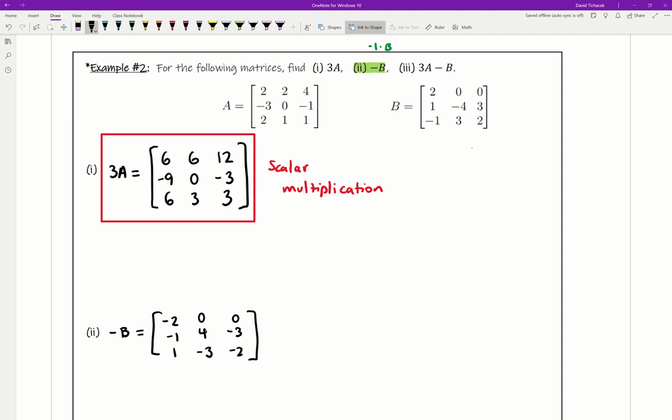Again, not trying to trick you. It really is that simple. When you start off talking about matrices, usually things are nice and straightforward. Now what we want to do is this last part, which is to perform these operations. Not only do we need to take 3 times A, but we need to subtract off B.